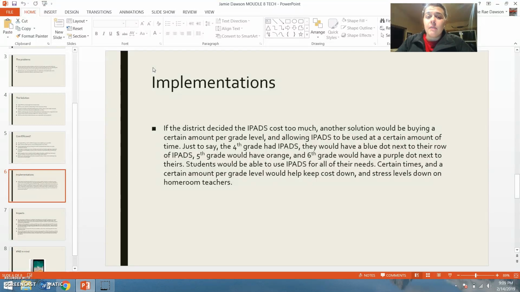So you've got to keep that in mind: by the time you pay that much in textbooks per student, per class, per grade level, you're going to be spending a lot of money when you can just say 25 iPads per grade level. And then, like I said, you would just do the color coding system, and you would have to figure out times of rotations of when those could be used for the teachers.